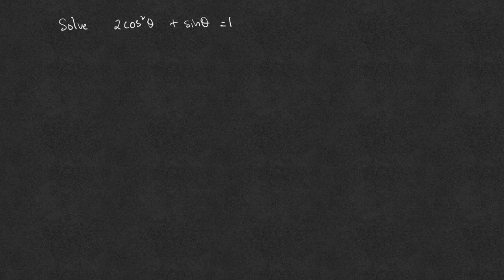Solve the equation 2 cosine squared of theta plus sine of theta equals 1. This equation has two distinct trigonometric expressions, cosine and sine. We will need to consolidate them so that there is only one trigonometric function showing up in the equation.